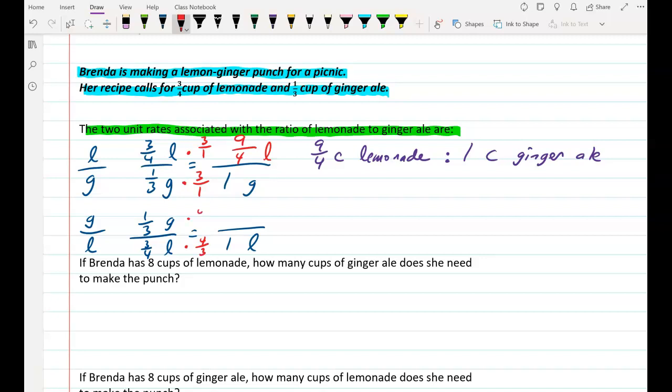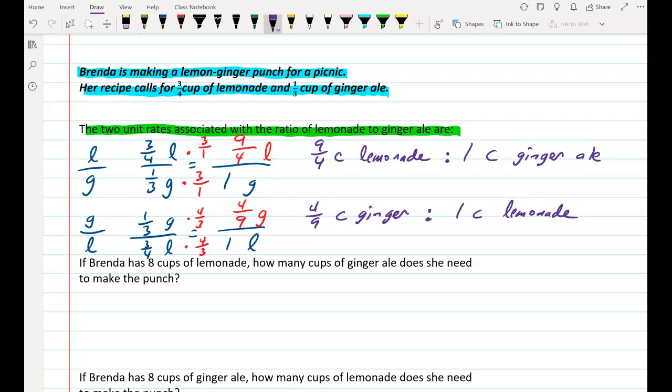And I do the same thing up top, 4/3. And now I multiply straight across. 1 times 4 is 4. 3 times 3 is 9. So 4/9 of a cup of ginger ale to 1 cup of lemonade. Let me write that. 4/9 cup of ginger ale for every 1 cup of lemonade.